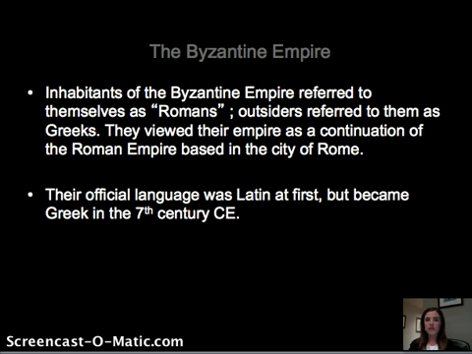So first off, the inhabitants of the Byzantine Empire referred to themselves as Romans. They did not consider themselves different from the Romans that were inhabiting the city of Rome. They saw themselves as continuing the Roman Empire. Outsiders referred to them as Greeks, since they're inhabiting that eastern portion of the Mediterranean, but they viewed themselves as continuing the Roman Empire, and in fact, early on, the official language was Latin, which was the language of the Roman Empire in Rome, but later on it will become Greek, and we start to see more and more Greek being used for documents and manuscripts and things like that as we move through the Byzantine period.